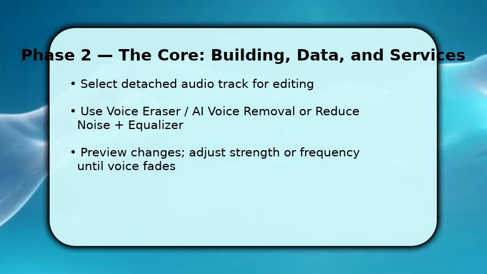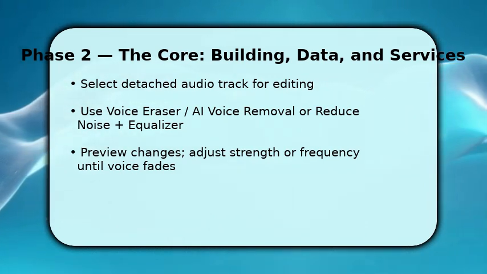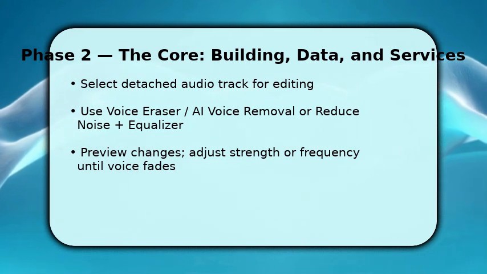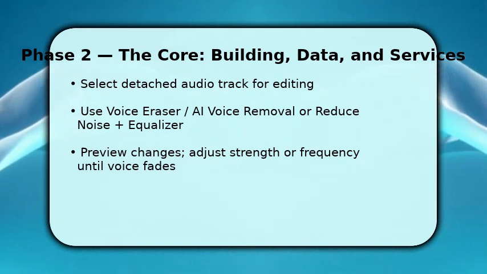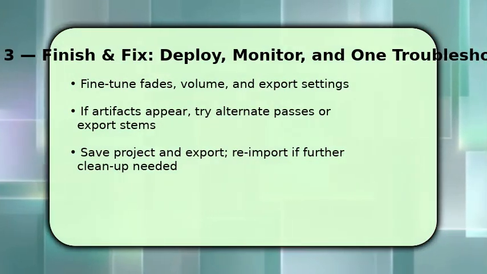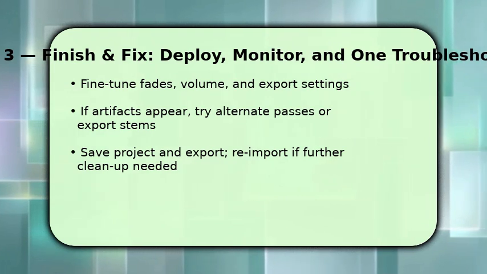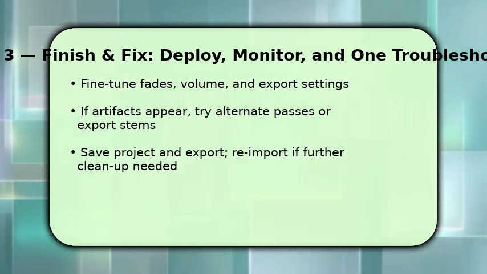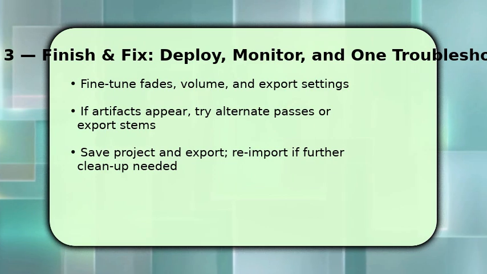Once you apply a pass, play back and compare. Repeat with lower strength until the voice is minimized, but ambient sound still reads natural. Finish by smoothing any artifacts and balancing levels. Apply short fades at edit points and lower overall audio gain if residual voice remains.